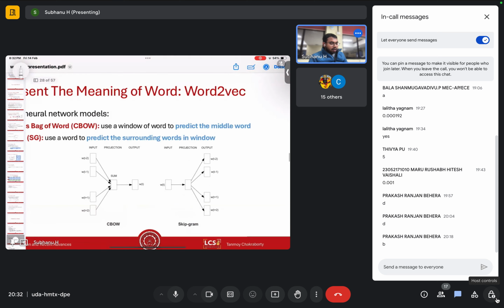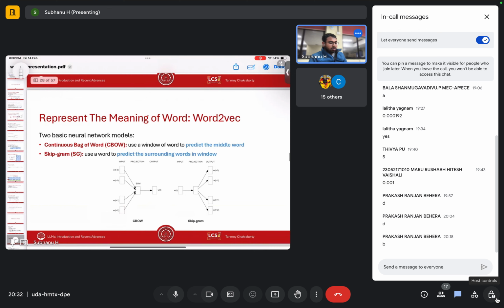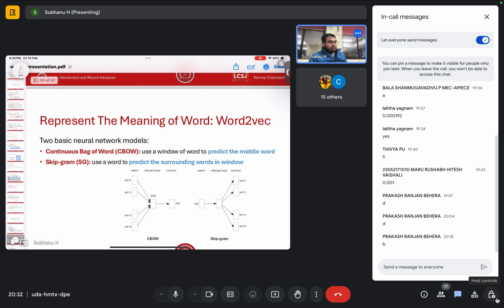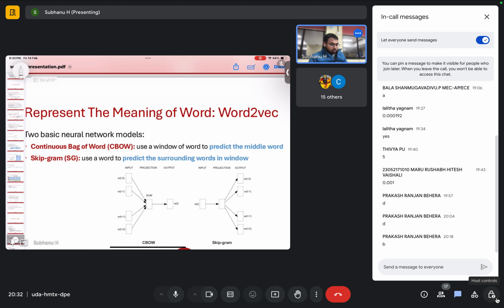Here they are calculating word2vec. This word2vec is a neural network model. We have two algorithms. One is continuous bag of words, or CBOW. The other is skipgram. In CBOW, we use a window of words to predict the middle word, and skipgram, which is the opposite of this, uses a word to predict the surrounding words in the window.